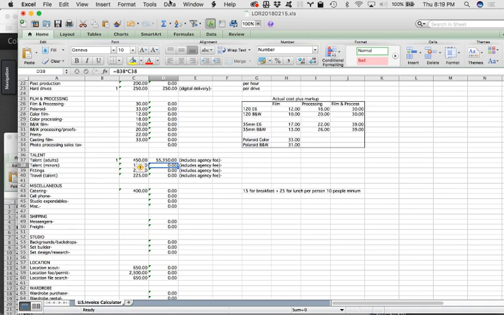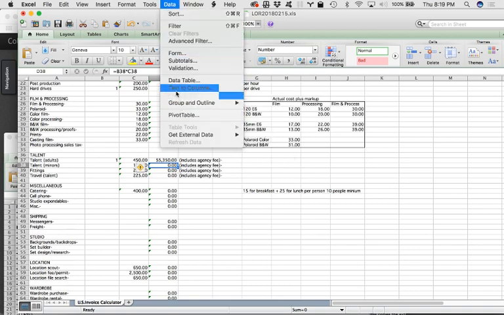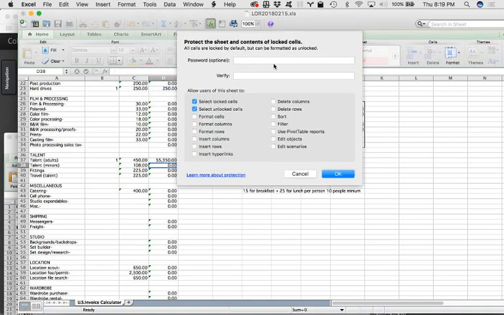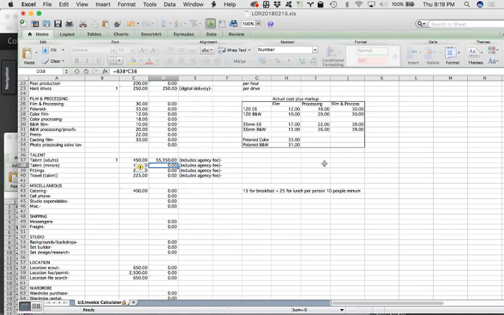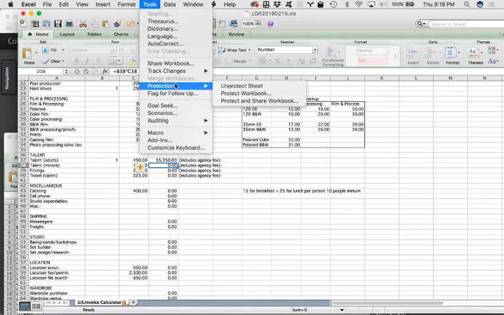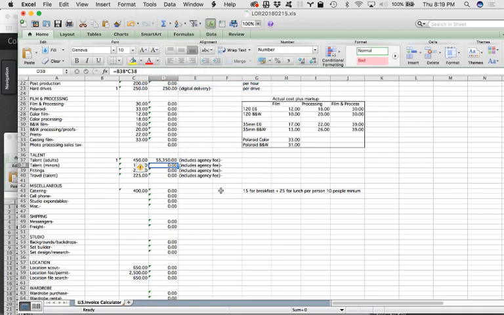You come up to data, down to tools, protection, and they rotate. So I put in, do you protect it? Don't put in a password, because then when you want to unprotect it, the very same thing happens. You don't need a password. But that's the protection, which is why it doesn't go to every single cell.